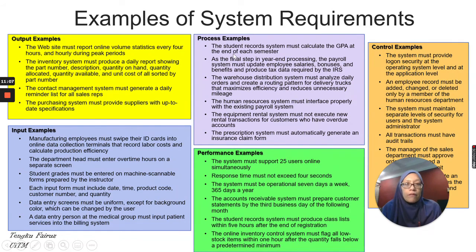And then example of the process: the student records system must calculate the GPA at the end of the semester. The human resource system must interface properly with the existing payroll system. So those are examples related to requirements of the process. Then the requirements for performance, for example, response time must not exceed 4 seconds. The system must support 25 users online simultaneously. And then the control example: the system must provide security, employee records must be added, changed or deleted only by a member of the human resource department.